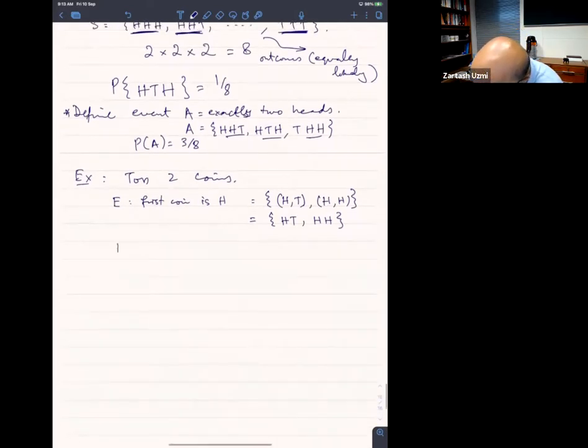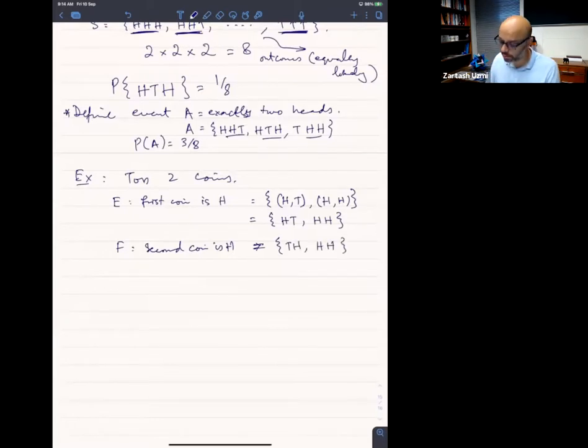Let me define the event F as second coin is head. That means F is an event which can be written in the form of a set, and this would be: second is head, so it could be TH or HH. Everyone is okay with that? जो पहले लिखा हुआ है वो फर्स्ट कॉइन की आउटकम है, जो दूसरा है वो सेकंड कॉइन की.